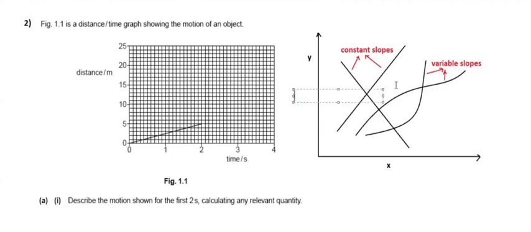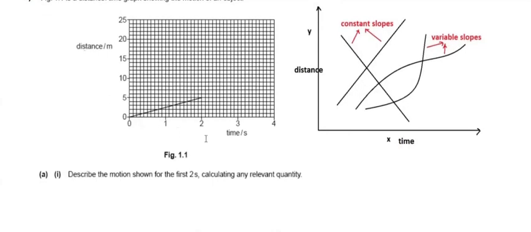If I consider the y-axis in this reference figure to be the distance and the x-axis to be the time, then the slope is nothing but the speed. And we know that straight lines give a constant slope, and curved lines give a variable slope. So here, this is a distance time graph. The slope of this line is the speed, and you can see this is a straight line.